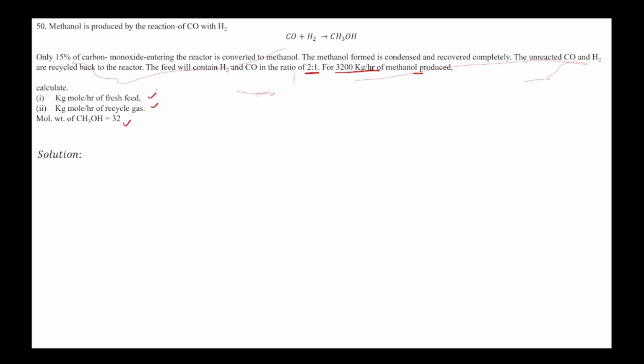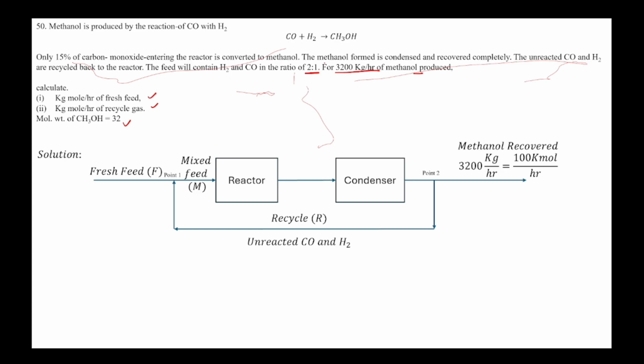At first we will see the diagram and see what it is saying. Methanol formed is condensed and recovered completely. That means in this stream there is no unreacted CO and H2, and in this stream there is no converted methanol, CH3OH. Whatever methanol is produced, the condenser condenses it and we recover it completely without CO and H2 in the product stream. The unreacted CO and H2 are only recycled. The question is very clear.